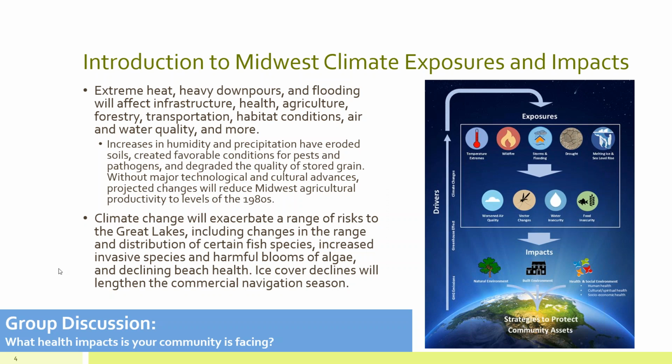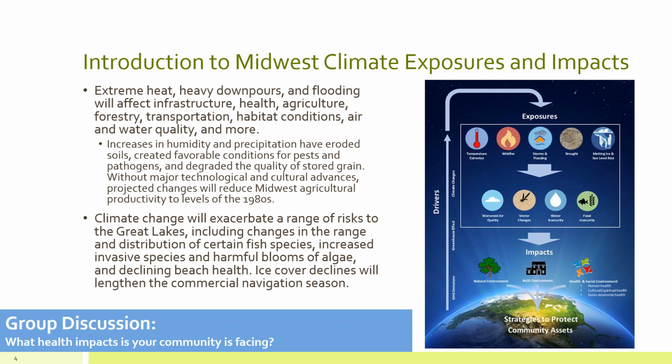But generally from the National Climate Assessment and Climate Health Assessments at the national level, we're hearing that extreme heat, heavy downpours, and flooding will affect infrastructure, health, agriculture, forestry, transportation, habitat conditions, air and water quality, and more. I'm very aware that the region is really well known for its agricultural production, and so there's some mixed reviews about what's going to happen to the agricultural production, just in terms of the data showing us that there might be a temporary increase in crop yields just because of the warming temperatures, but those impacts being negated by some of the more adverse effects to agriculture, like scouring of croplands and things like that.